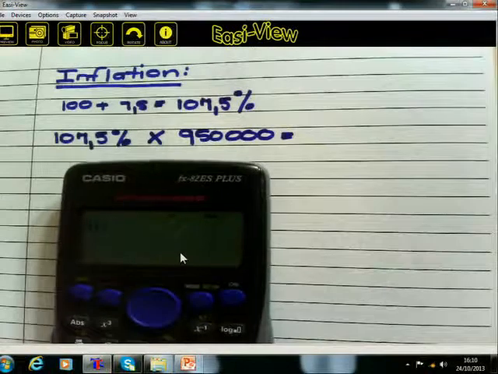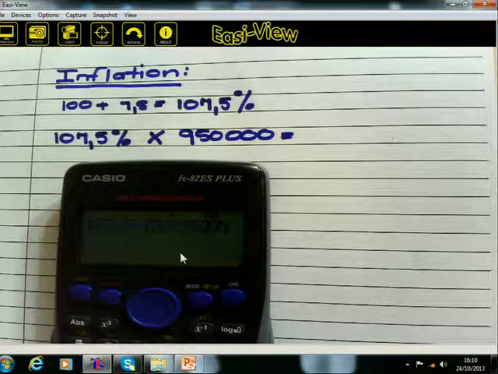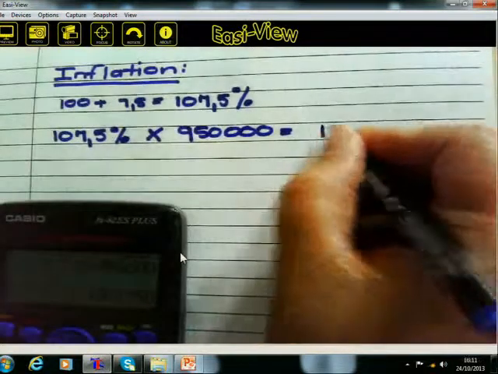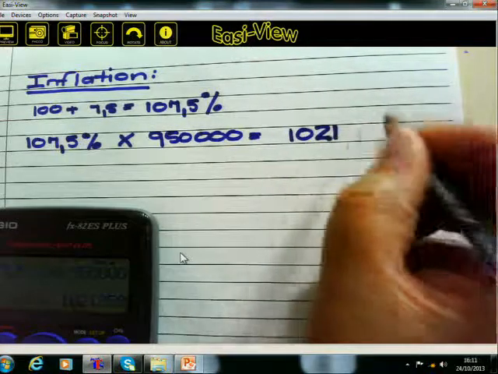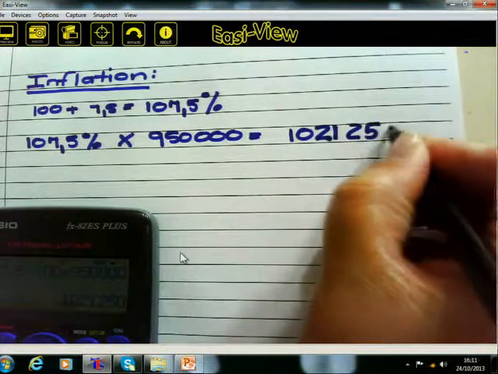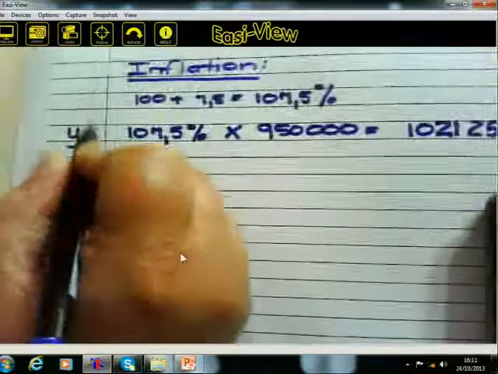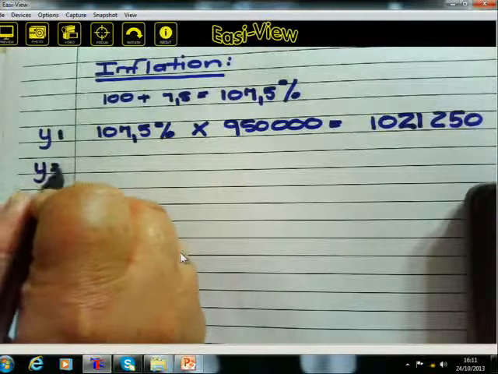So I'm going to say 107.5. Remember, it's percent, so I must divide it by 100. And then I can multiply it by 950,000. And what do you see? For the first year, my answer is 1,021,250. But once again, remember, I'm just going to write it here. It says year 1. Now I still need to go to year 2.